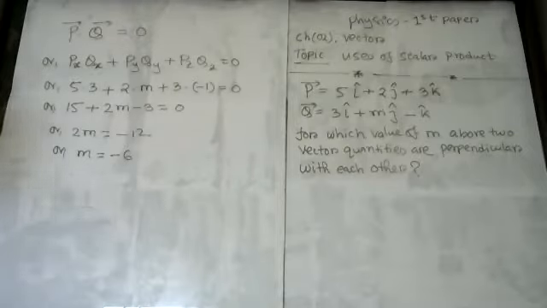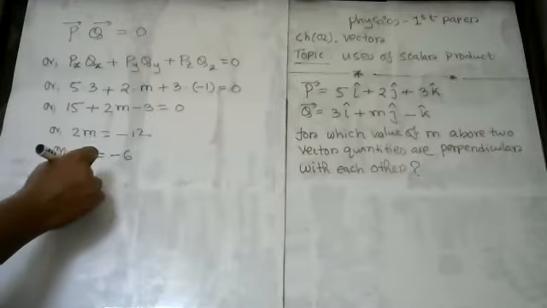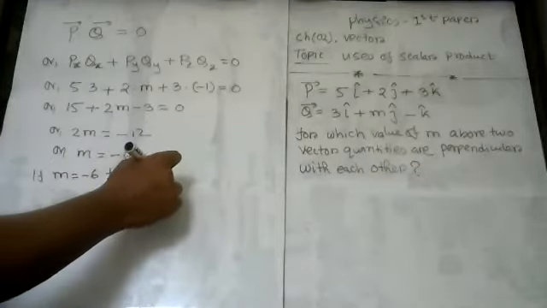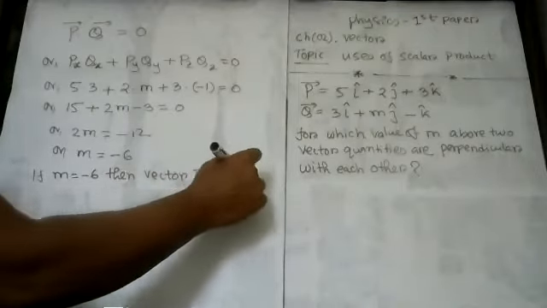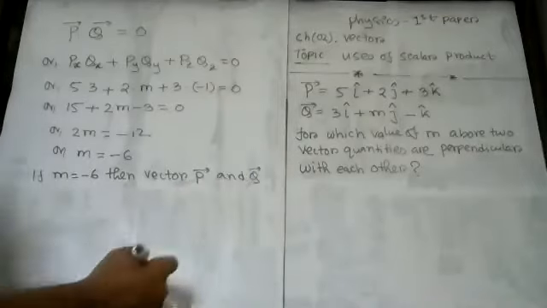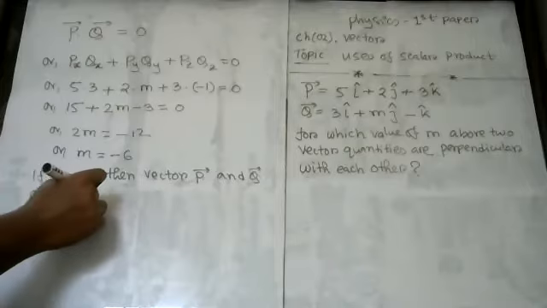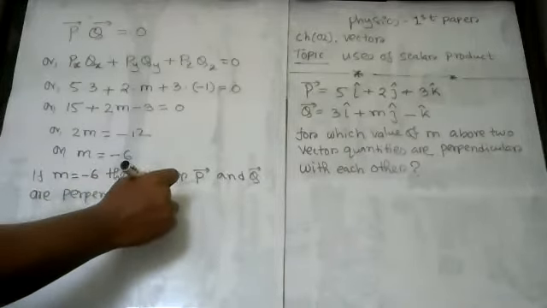So what would be the conclusion here? The conclusion is, if m equal to minus 6, then vector P and Q are perpendicular vectors.